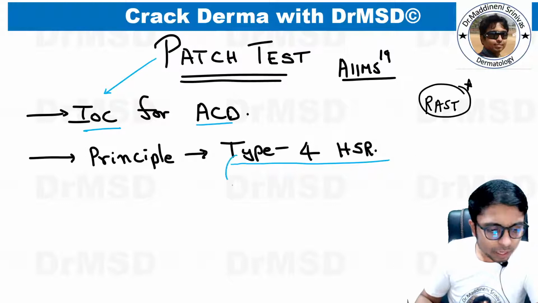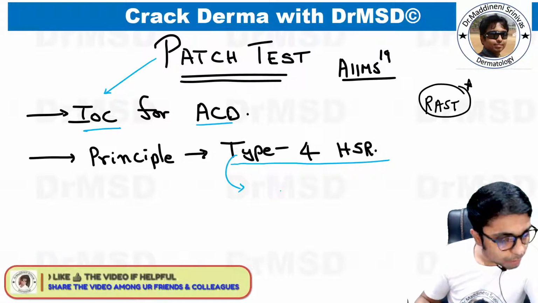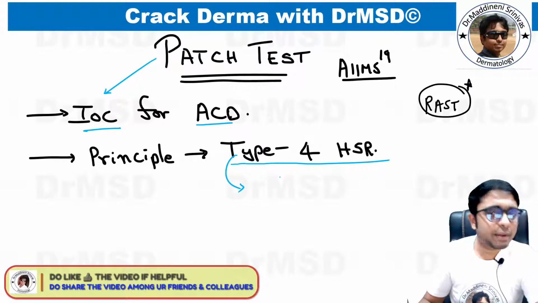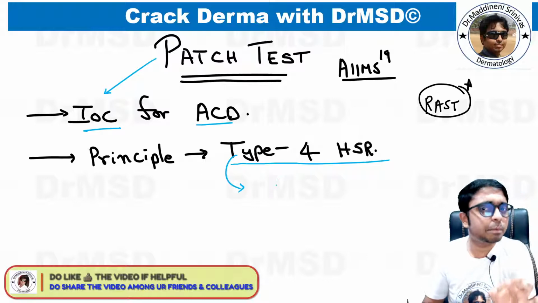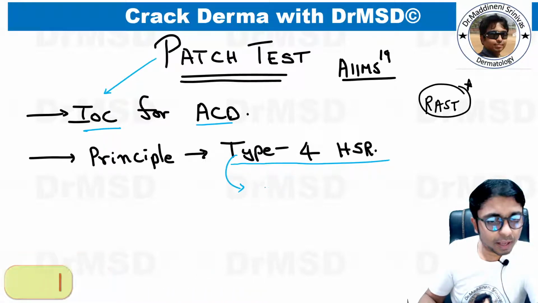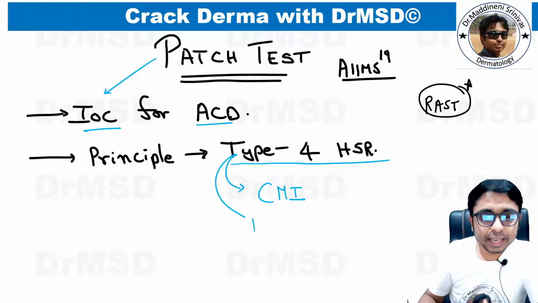Can anyone tell me what are the other names for type 4 hypersensitivity reaction? Yes, Dr. Roshan Mohanty. Can you tell me what is the other name for type 4 hypersensitivity reaction? Very important from your microbiology knowledge. I hope you know this. So I will give you a clue. It is also called as CMI, and we can also call it as DTH.